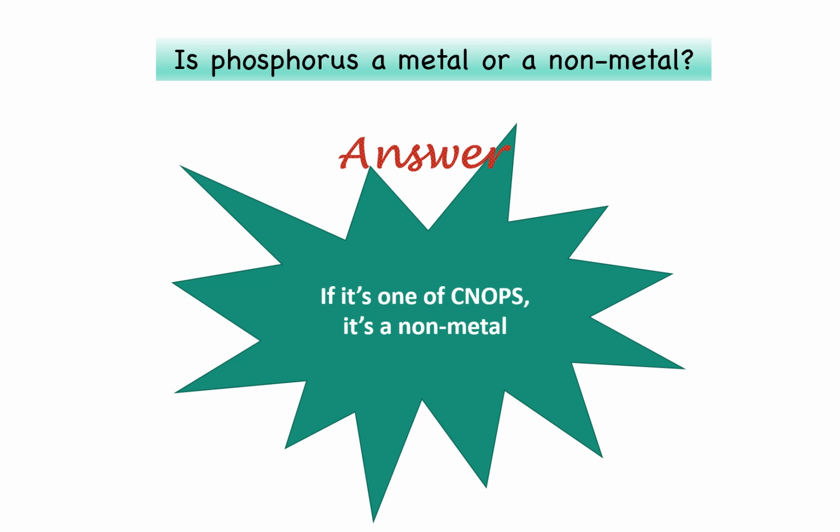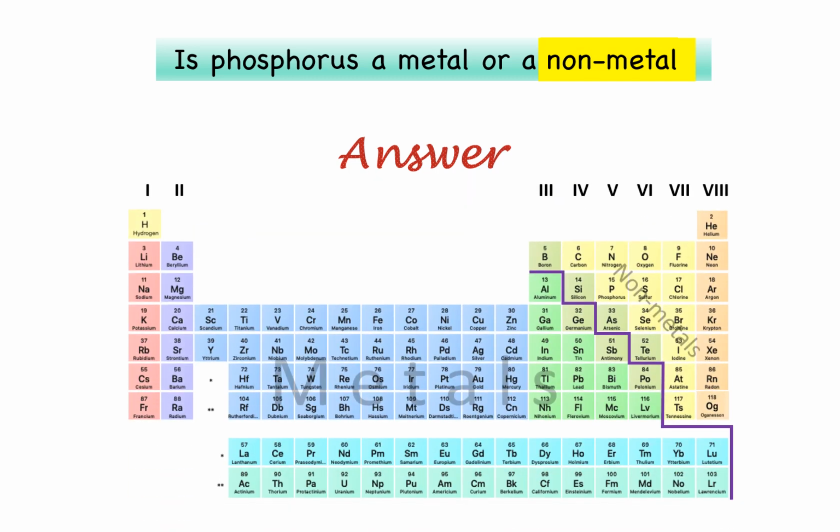Phosphorus belongs to the CNOPS group. It is a non-metal. Its location on the right-hand side of the zigzag line on the periodic table indicates that it is a non-metal.